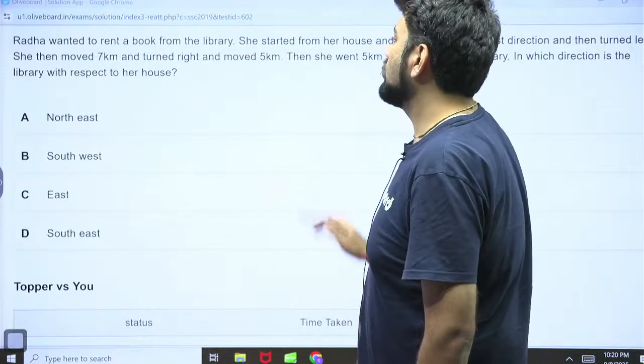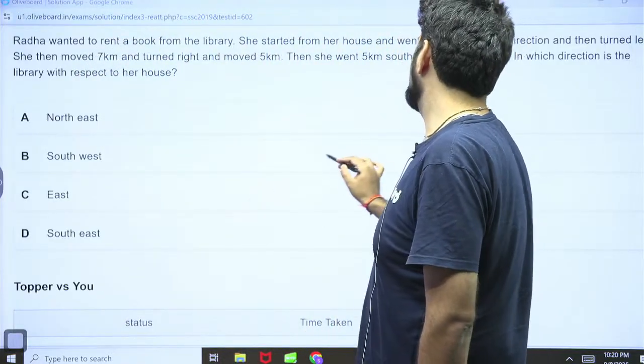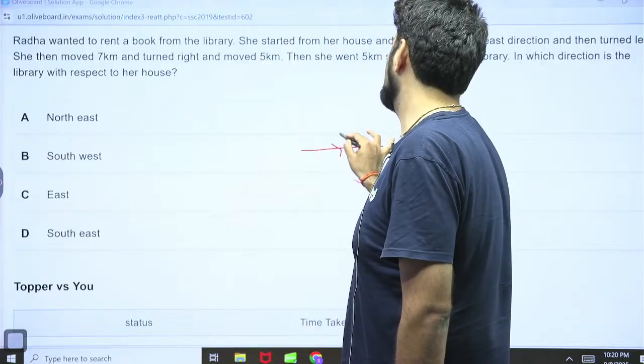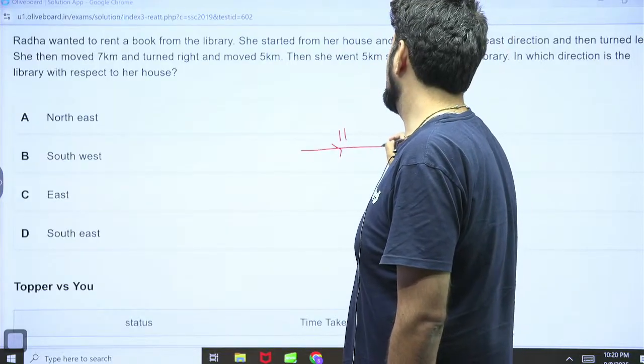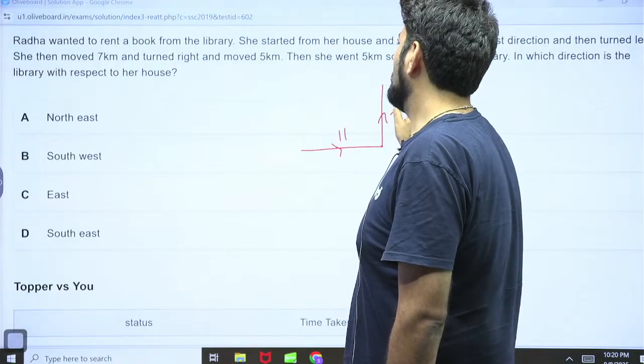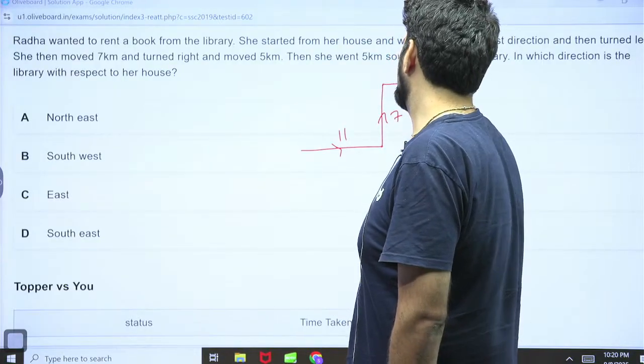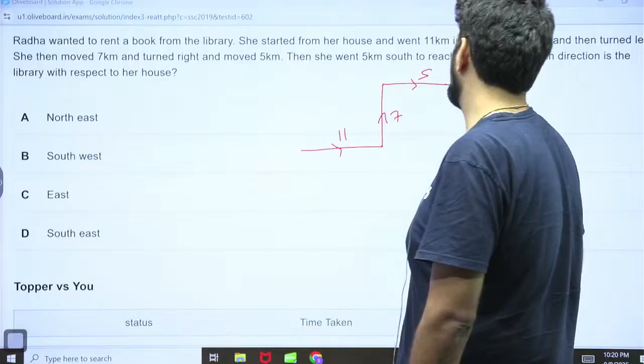Radha wanted to rent a book from the library. She started from her house and went 11 kilometers in the east direction. 11 kilometers in the east. And then turned left. She then moved 7 kilometers. And turned right and moved 5 kilometers. Then she went 5 kilometers south to reach the library.